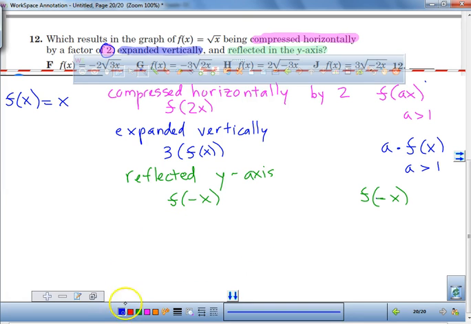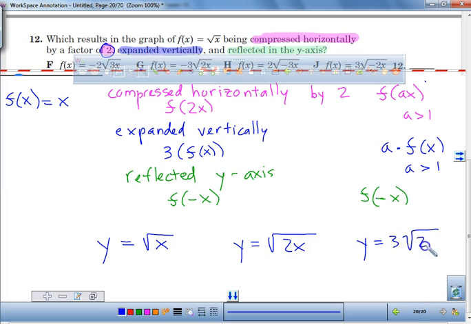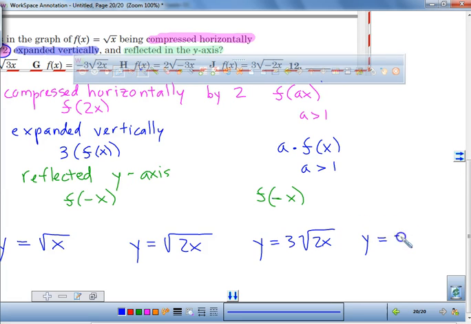So let's think about what f of x is equal to. Here we go. y equals the square root of x. That's what f of x is. Now if I wanted to compress that horizontally, then that's going to change to y equals the square root of 2x. If I wanted to expand that vertically, then it's going to be y equals 3 radical 2x. And if I wanted to reflect it across the y-axis, it's going to be y equals 3 radical negative 2x.